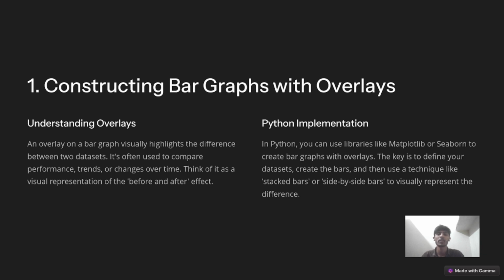Python implementation. In Python, you can use libraries like matplotlib or seaborn to create bar graphs with overlays. The key is to define your dataset, create the bars, and then use a technique like stacked bars or side-by-side bars to visually represent the difference.